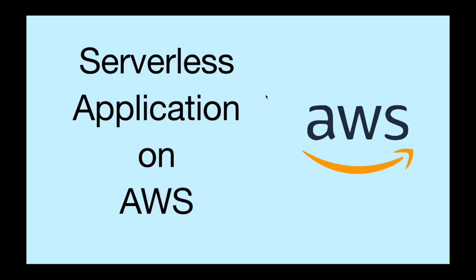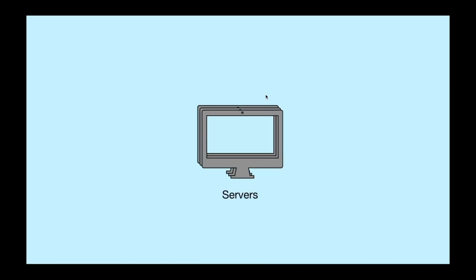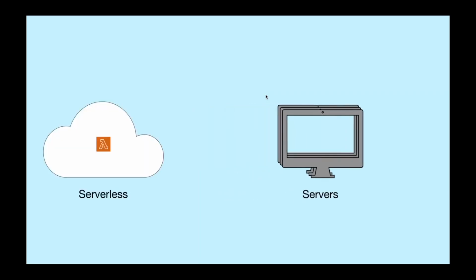Serverless application on AWS. Managing servers, infra, and figuring out their scalability can be difficult. Imagine building apps without worrying about infrastructure. That's the power of serverless. Let's dive into AWS services that can make it happen with API Gateway, Lambda, and DynamoDB.